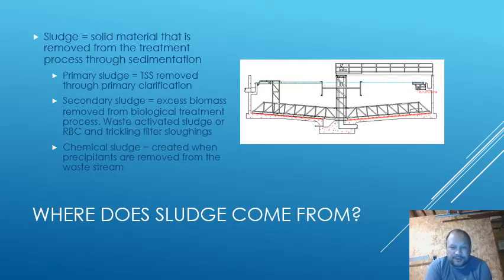So what is sludge? When we're talking about sludge, in this context, we're talking about the solid material that has been removed from the treatment process through sedimentation, basically the stuff that sinks to the bottom of a clarifier. Primary or raw sludge would be the portion of the total suspended solids that sinks to the bottom of the primary clarifier and is removed from the primary clarifier.